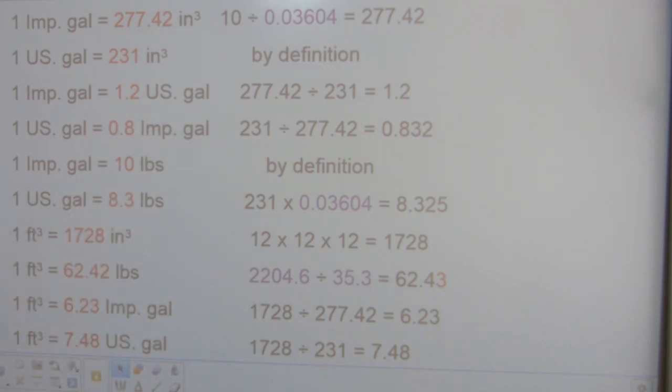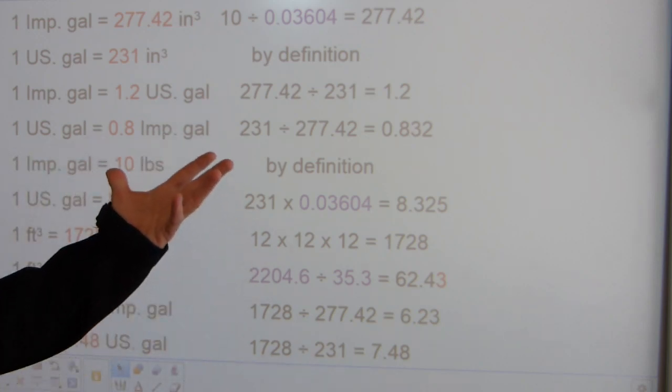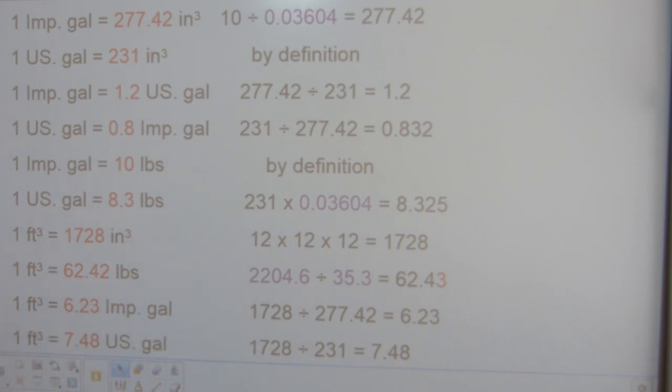It's easier to remember that. So, you know, mix and match. Whatever makes the most sense to you personally is what's going to be most useful to you.